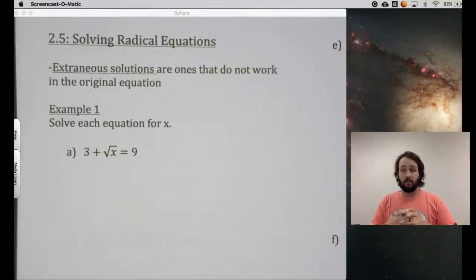All right, here's the big one, solving radical equations. This one's super important moving forward.